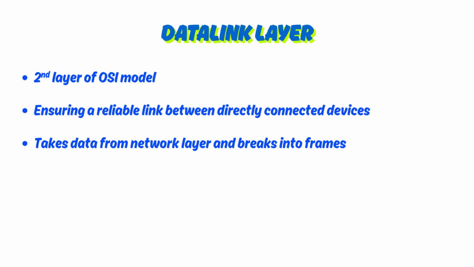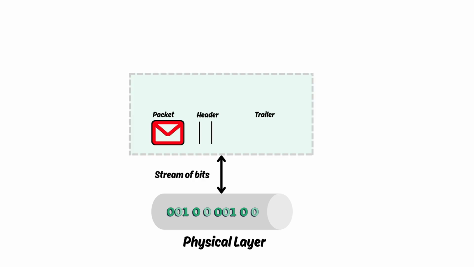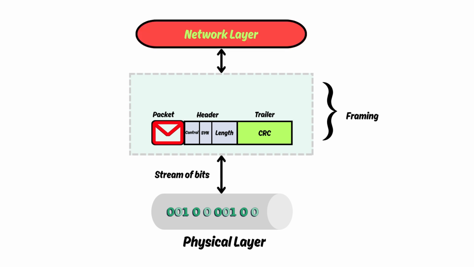The major function of data link layer is framing. Framing is the process of taking raw data from physical layer and wrapping it with headers and trailers to create structured units which are called frames. This process is called framing, which is done at the data link layer of OSI model. These frames include addresses and error checking code, which helps to ensure that the data is correctly sent and received. It is just like putting documents into labeled envelope before mailing them.